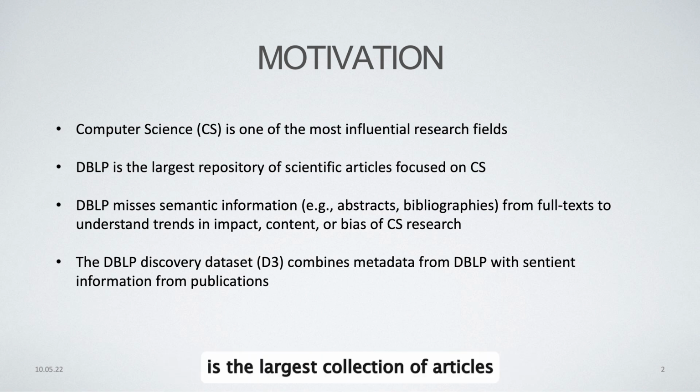And DBLP is the largest collection of articles specifically focused on computer science with more than 6 million entries, and it offers information about authors, venues, access type, whether it's open or restricted. It just misses crucial semantic information and content about the actual paper, such as abstracts or bibliographies, citations, affiliations, and so on. And this information is crucial because we want to analyze the content and the impact of works over the citations or the bias using the authors' affiliations and so on.